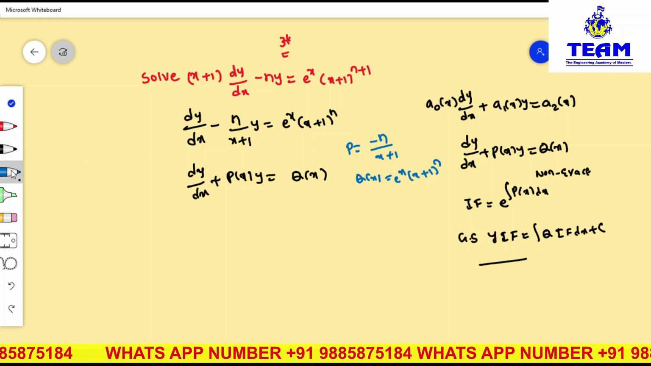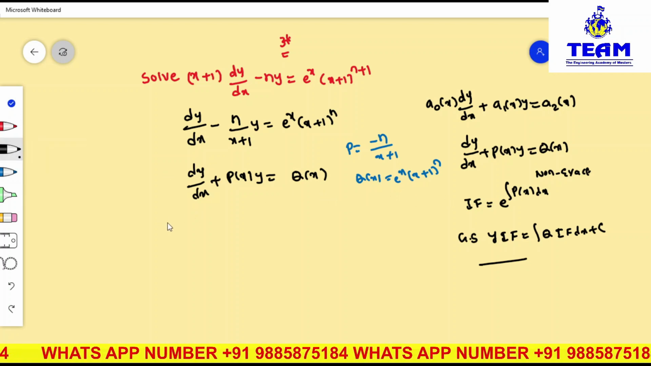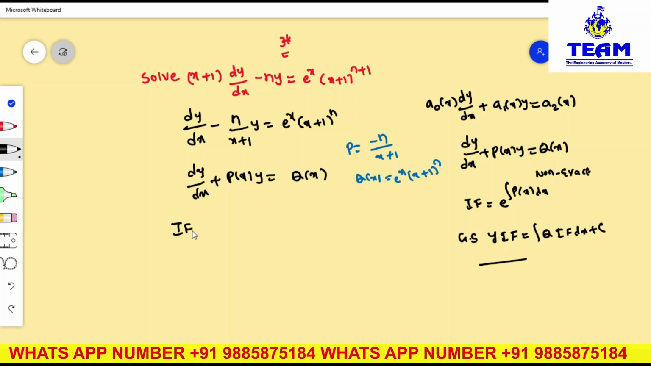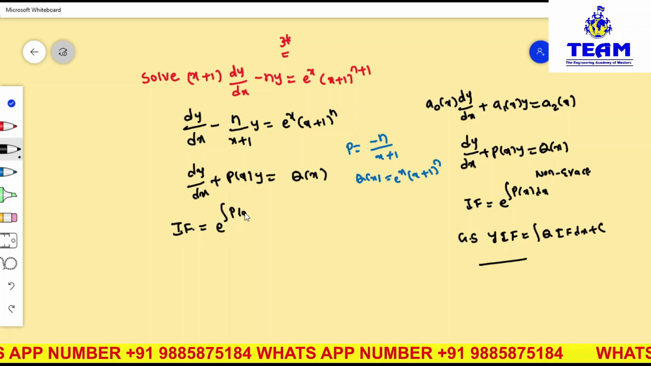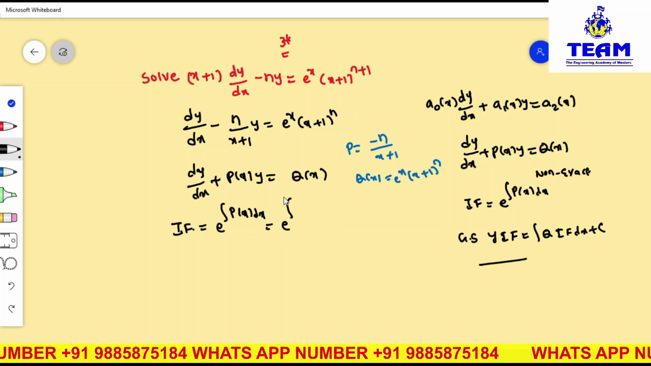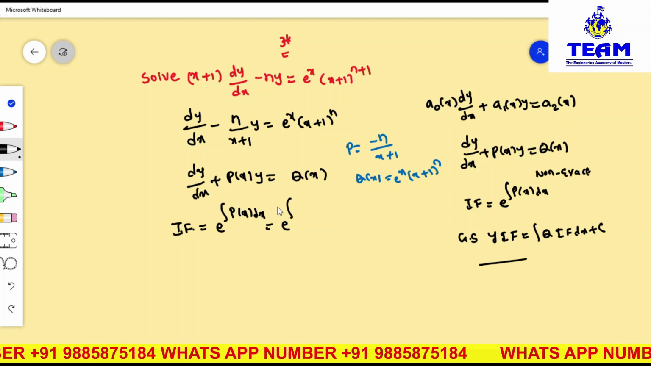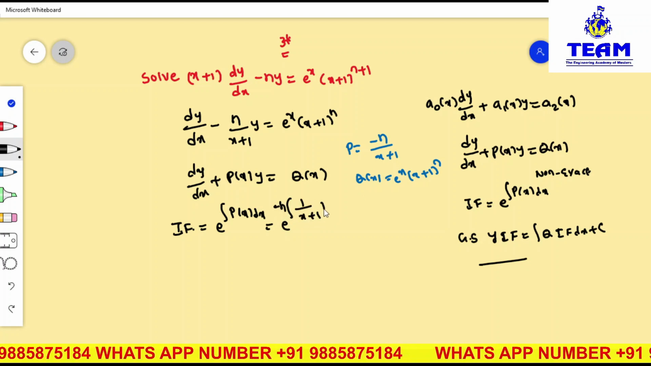Okay friends, now how to solve this equation? First we need to find out the integrating factor. Now the integrating factor is e to the power of integral p of x dx. So e to the power of integral, what is the p of x? Here you have minus n, so I am writing a minus n outside, 1 by x plus 1 dx.